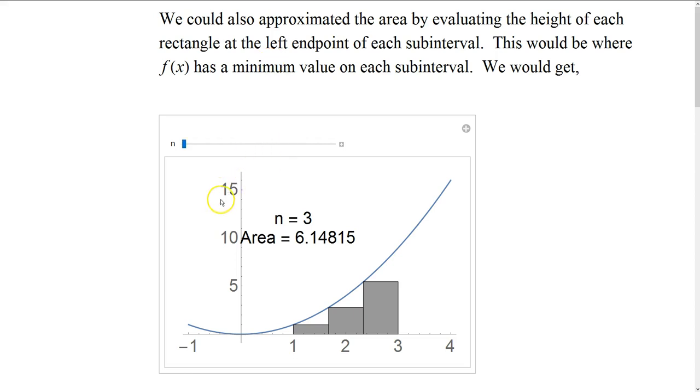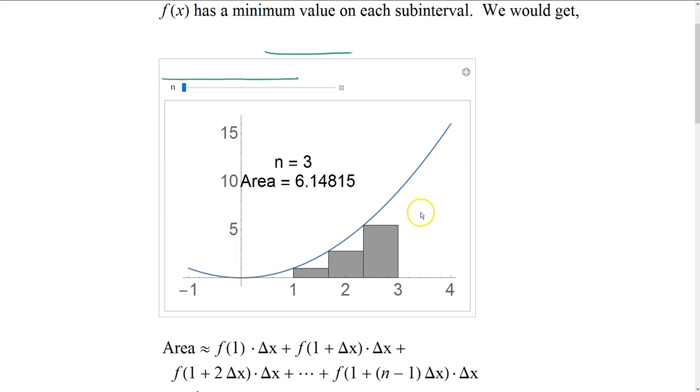Now, we could have also approximated the area by evaluating the height of each rectangle at the left-hand endpoint of each subinterval. Now this would be where our function f of x actually has a minimum value on each subinterval. And let's see what we would get if we would do that. So here we have a graphic of what would happen in that case.